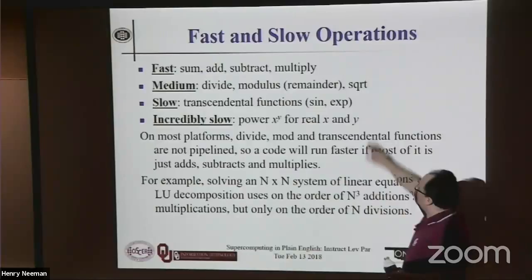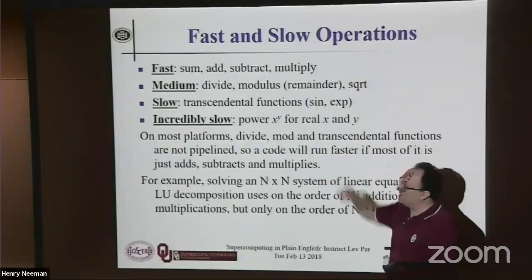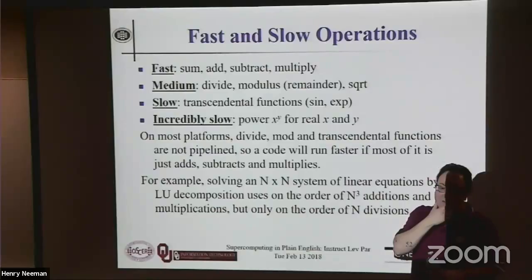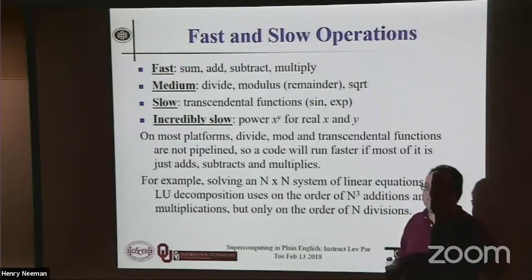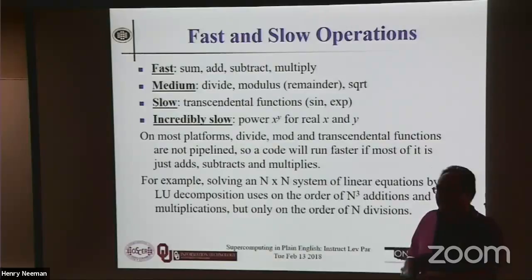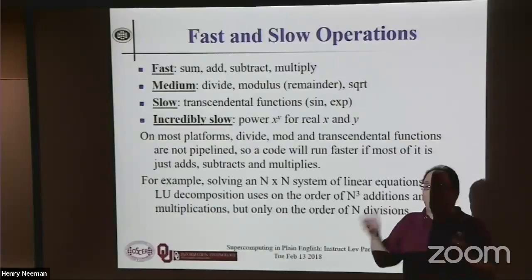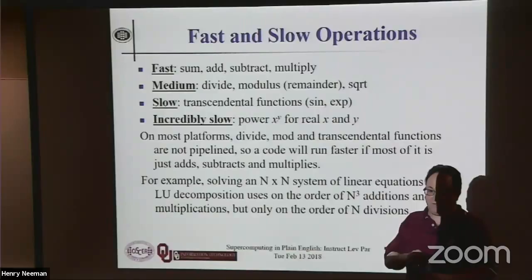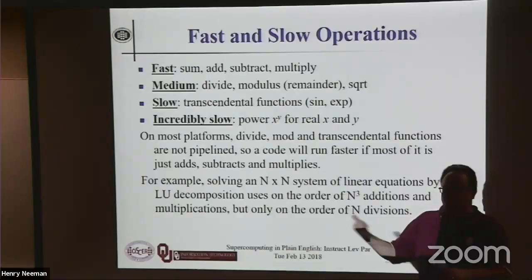Transcendental functions tend to be very slow, and then of course, x to the y for non-integer x and y is ridiculously slow. So if you have calculations that can be expressed primarily as adds, subtracts, and multiplies, with a minimum number of divides or worse, then you can get very, very fast. So solving a system of linear equations, for example, is almost entirely adds, subtracts, and multiplies. And there's a very modest number of divides. So if you've got an n by n matrix, so n squared data, it takes n cubed operations. We saw that last week.